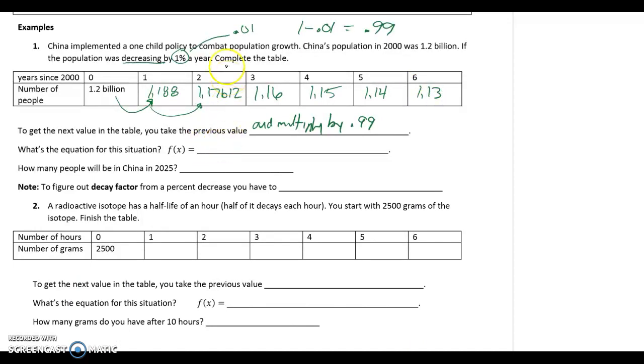So for the equation of the situation, we look at the initial amount, which was 1.2 billion. Remember, the label will be billions. The decay factor, what we're multiplying by, is 0.99, and the x is for every year. So if we want to figure out how many people will be in China in 2025, this could take a long time and be very tedious to get out to 25, because 25 would be the year 2025. So instead of doing all the way out to 25, we can now just put that 25 in for the x of that equation.